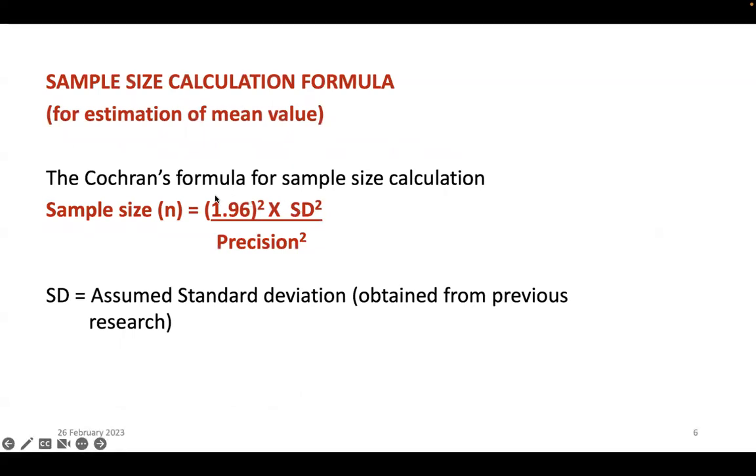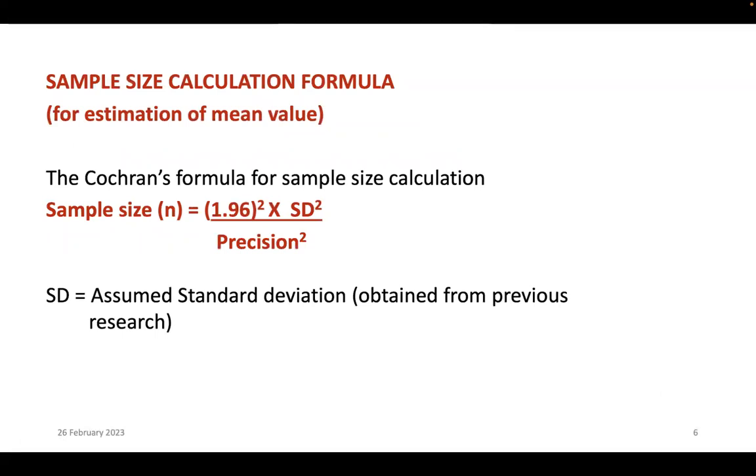Standard normal variate is 1.96 for a 95% confidence level. 1.96 squared multiplied by standard deviation, which is the value we get from a previous study, divided by precision squared. In this case, precision is not assumed as 5%. We have to calculate precision.